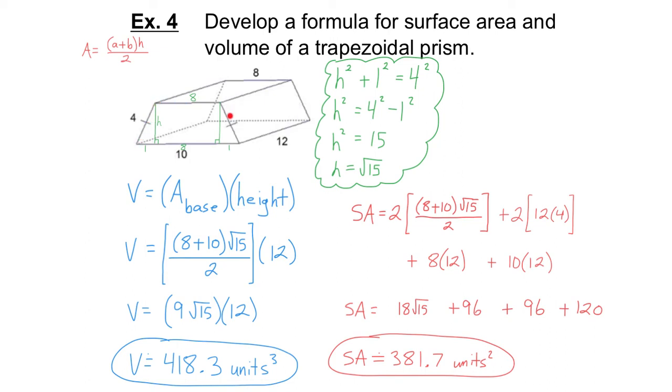So even though this is a weird looking prism that you probably haven't dealt with before, because the base face is a trapezoid, you can still use the same principles for volume of a prism, area of base times height, and surface area, just add up the areas of each individual face.